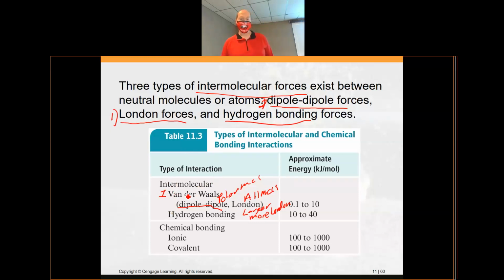All right, and then down here you have hydrogen bonding. So instead of 1, A, and B, let's go with 1 is London, 2 is dipole-dipole, 3 is hydrogen bonding. Anytime you're doing intermolecular forces, those are the 3 things you have to look for. All right, and so more intermolecular forces, higher the boiling point.